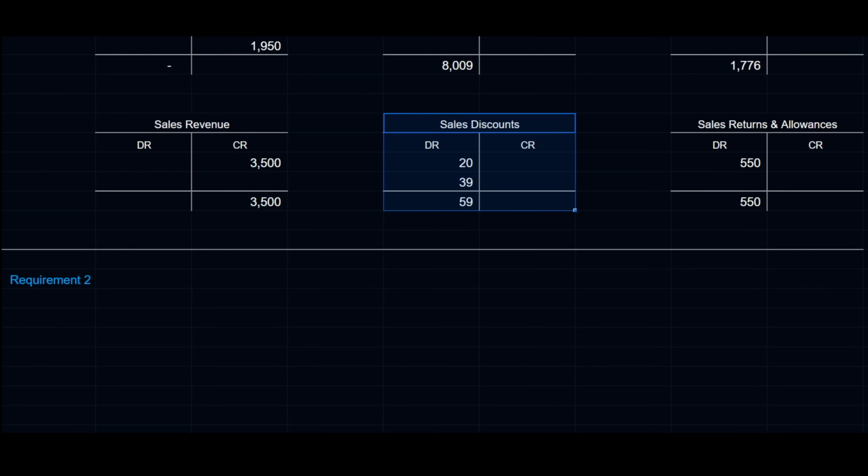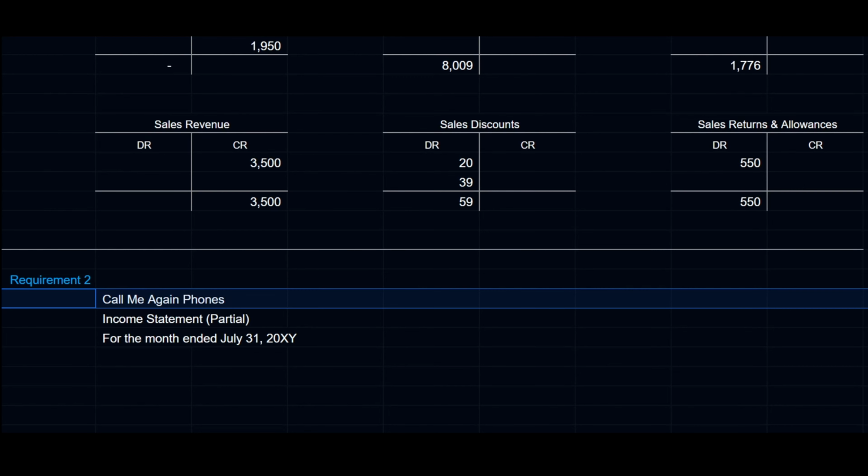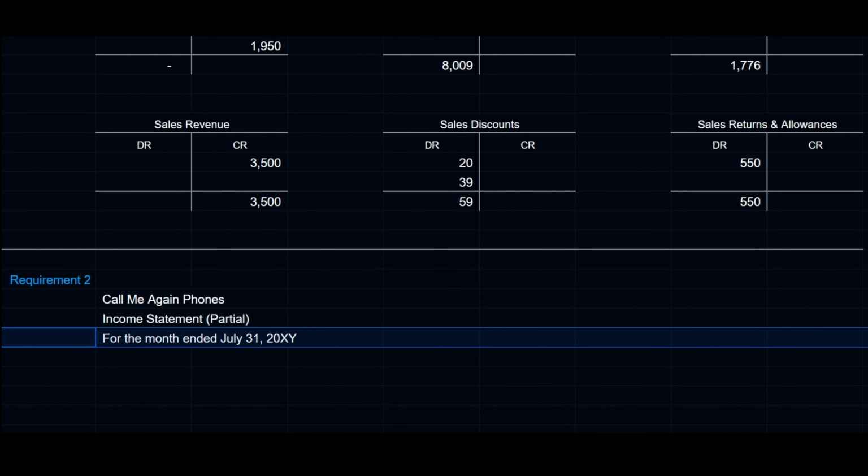Requirement 2 is to prepare an income statement, a partial one in good form. Whenever you are asked to do that, ensure that you begin with the legal name of the business, the name of the statement, and if it's an income statement, statement of owner's equity, or a cash flow statement, you need to show the period of time the statement is for. We were asked to show a statement for the month ended July 31st. We were not given a year, so I've just written 20XY to represent some year.